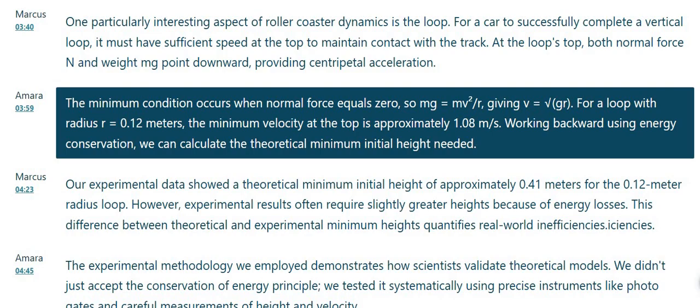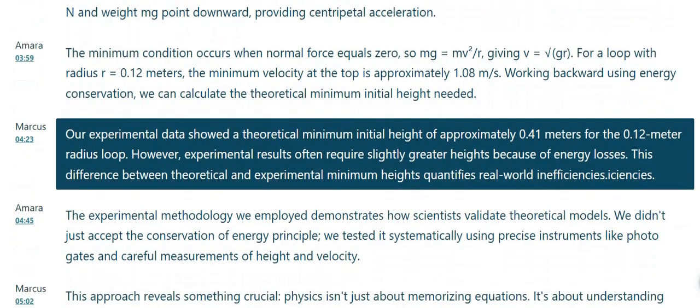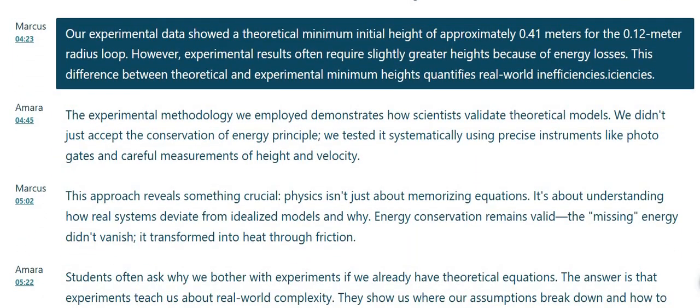1.08 meters per second. Working backward using energy conservation, we can calculate the theoretical minimum initial height needed. Our experimental data showed a theoretical minimum initial height of approximately 0.41 meters for the 0.12 meter radius loop. However, experimental results often require slightly greater heights because of energy losses. This difference between theoretical and experimental minimum heights quantifies real-world inefficiencies.